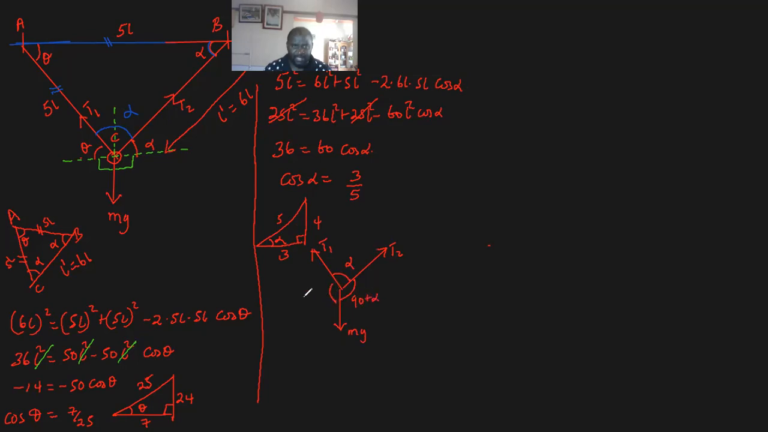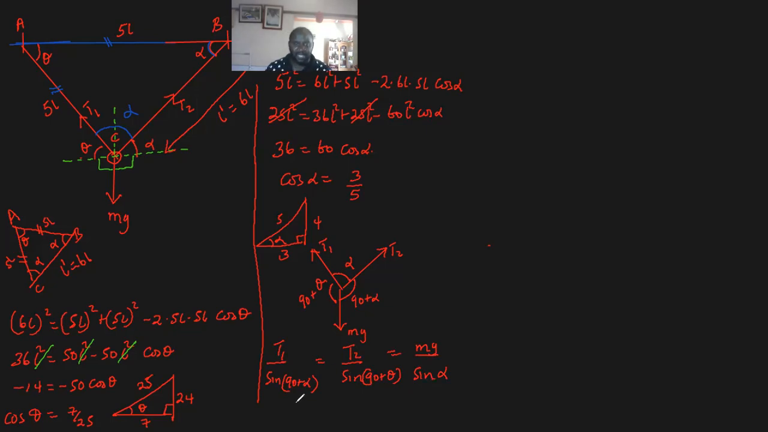Then this one is 90 plus theta. So I'll have T1 over sine 90 plus alpha. Next time I'll assume you are mature, I'll just use cos alpha. Then T2 over sine 90 plus theta is equal to mg over sine alpha. The first question wanted us to find the value of lambda.